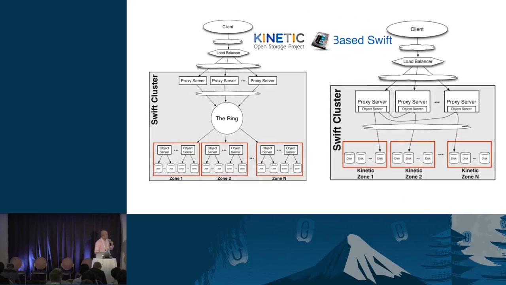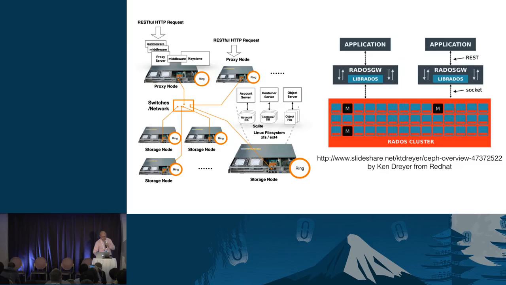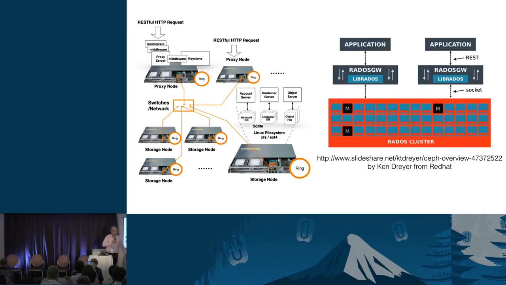Then what is kinetic-based Swift? We can see the architecture. In conventional Swift, we have an account server, container server, and object server running on a storage node. A storage node is an x86 server. It is a PC server.